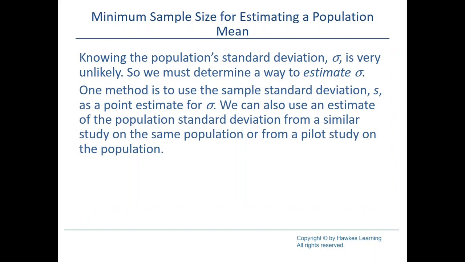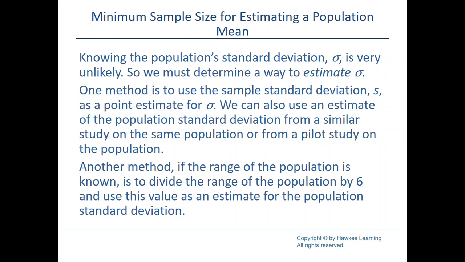So do understand that we must determine a way to estimate the population standard deviation. One of those methods would be to use our sample deviation as a point estimator for the population standard deviation. We can also use an estimate of a population standard deviation from a similar study on the population, or a pilot study on that population as well. Another method, if the range of the population is known, is to divide that range of the population by 6 and use this value to estimate the population standard deviation.